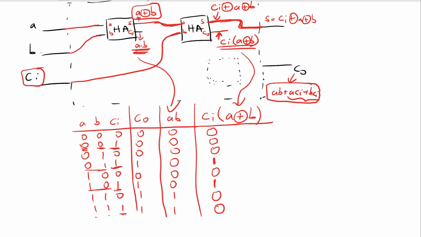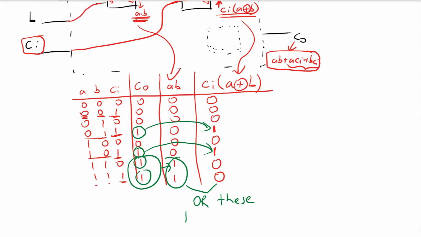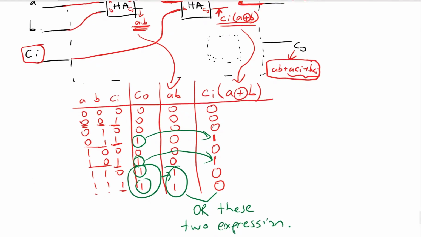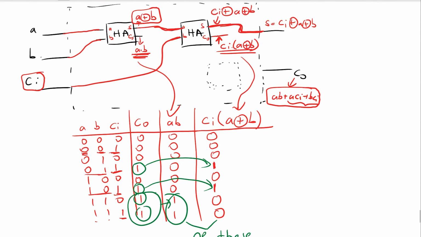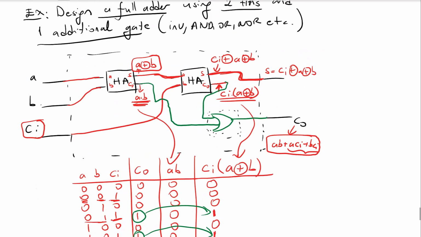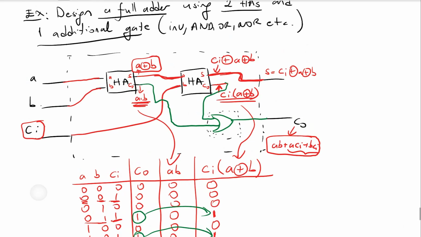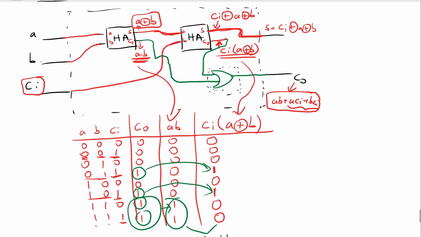Now let's see. I am trying to get 1 here, 1 here, 1 here, 1 here. So this one I can get from here. This one I can get from here. And these two ones I can get from these two ones. So in a way, if I OR these two expressions, then I will be getting carry out, right? So if I put an OR gate here and take one input from here and another input from here, I will be getting my carry out signal, right? So this is how we can implement the full adder using 2 half adders and 1 additional OR gate.